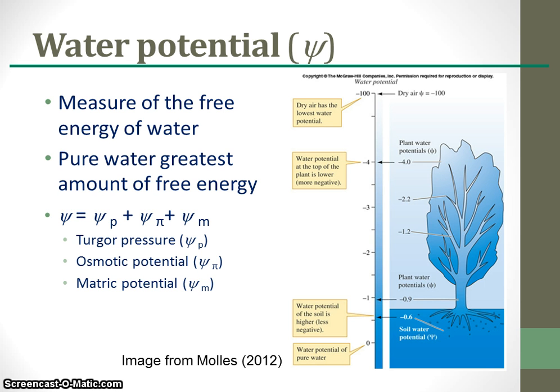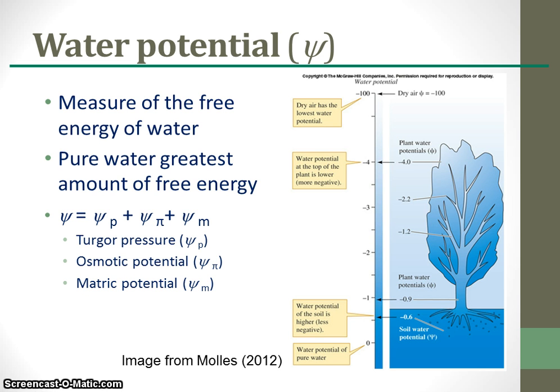Pure water, or water with no solute content, has the greatest amount of free energy. As pure water accumulates solutes or atmospheric relative humidity drops below 100%, the free energy of water declines and water potential becomes negative.